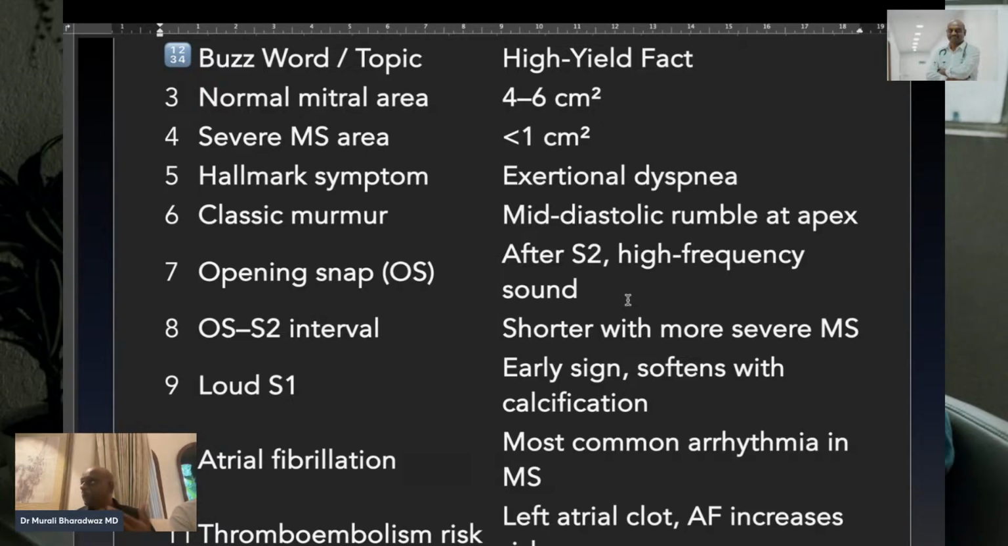Pulmonary capillary wedge pressure is an indicator of the left-sided pressure, that is left atrial pressure. Right atrial pressure is reflected by your jugular venous pressure. Clear?